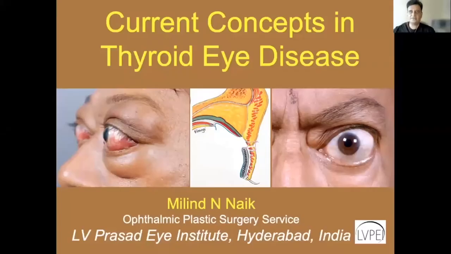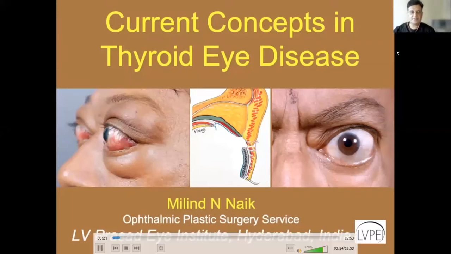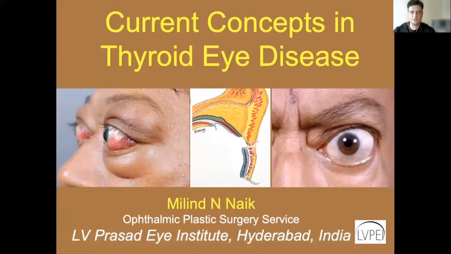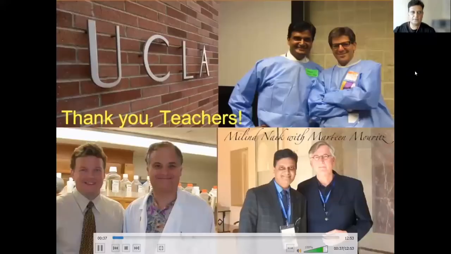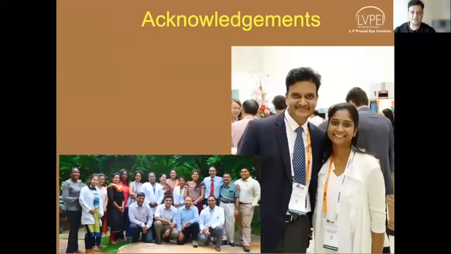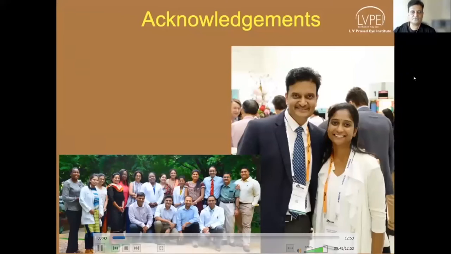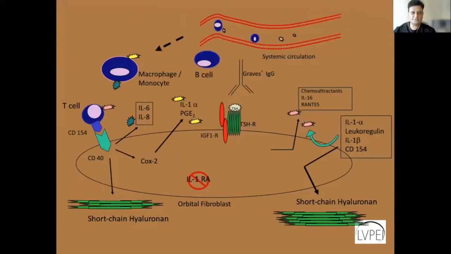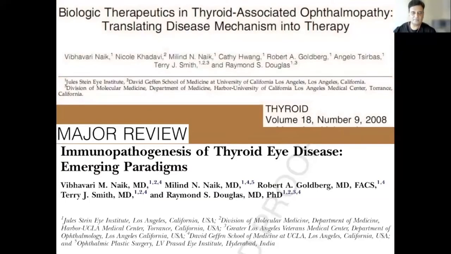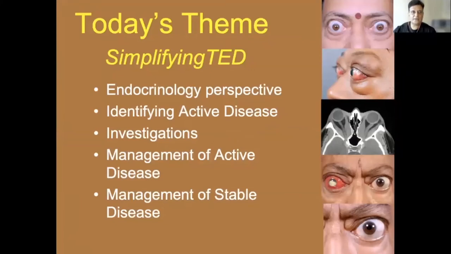My topic for today is current concepts in thyroid eye disease. I would like to take you all through some key punchlines which will be useful for every ophthalmologist when they are managing a patient of thyroid eye disease. I would like to thank all my teachers, all the alumni, and especially Varshita for doing most of the thyroid research that we have done at L.V. Prasad Eye Institute. Thyroid eye disease is an immunological disease, and the concepts are constantly evolving. I'm going to divide this into the endocrine perspective, identifying active disease, the investigations, how we manage active disease, and how we manage stable disease.